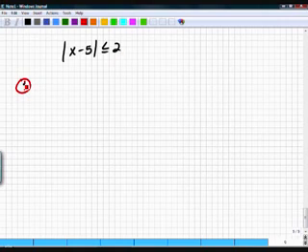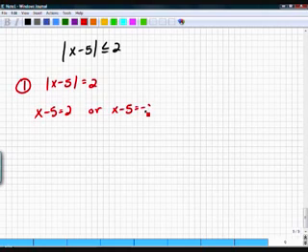Step number 1. Solve the corresponding equation. Absolute value of x minus 5 equals 2. You'll get to where you can solve these pretty easily. That's it. You split it. That's how you solve the equations, right?